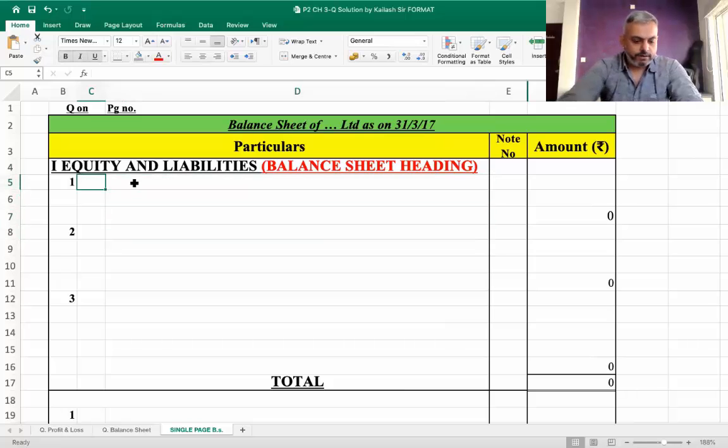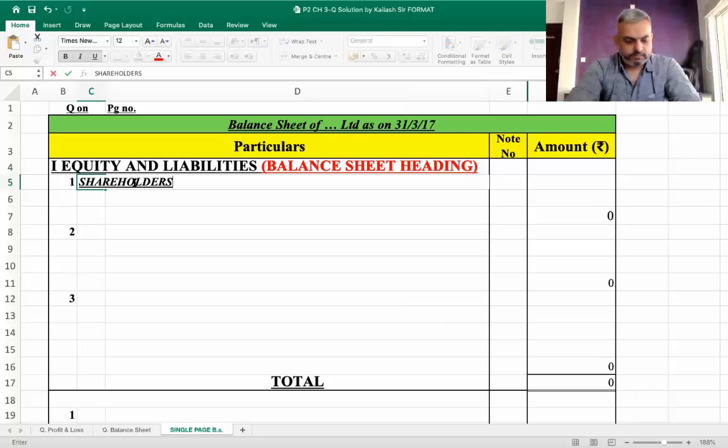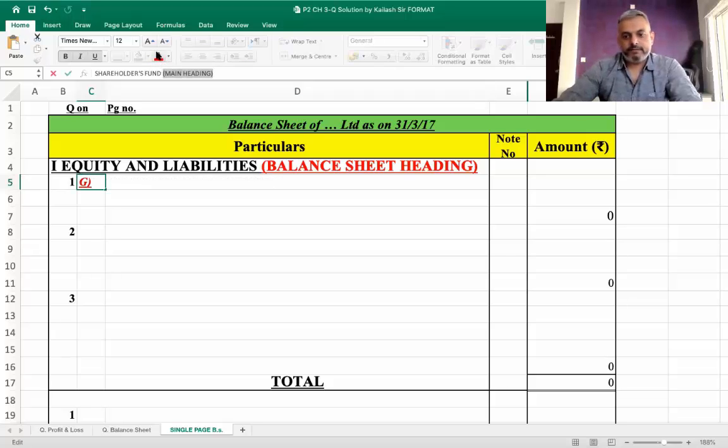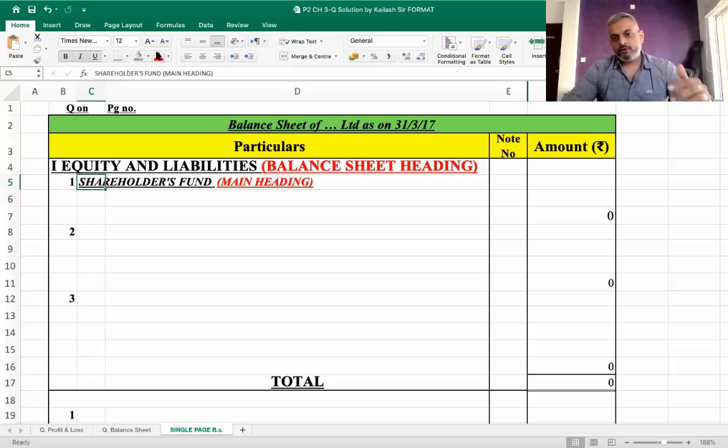Now the first one is shareholders fund. This is known as the main heading. So please write in the bracket, main heading. So that you know, balance sheet heading is equity and liabilities, just like we used to write capital and asset. So equity and liabilities is the balance sheet heading and shareholders fund is the main heading. So this is what you have to write.